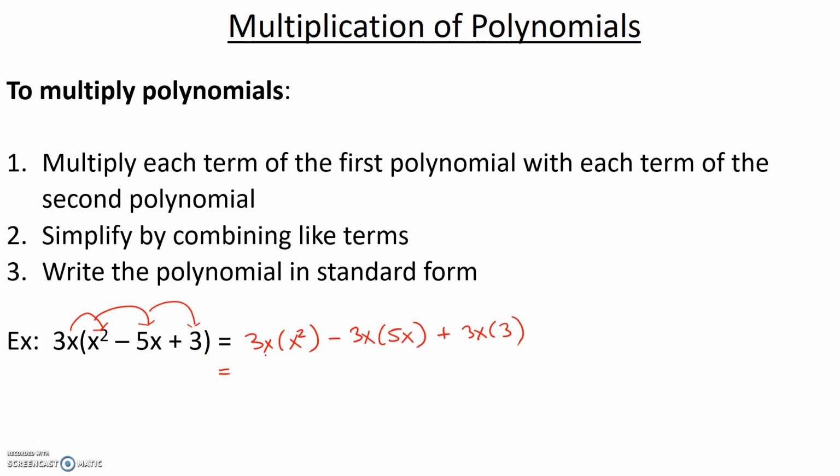If I simplify this, when I multiply 3x times x squared, x times x squared is x to the third power. When I multiply the same base, I add the exponents. 1 plus 2 is 3. 3 times 5 is 15. X times x is x squared. 3x times 3 is 9x. This is in standard form in descending degree order. So this is my final answer.